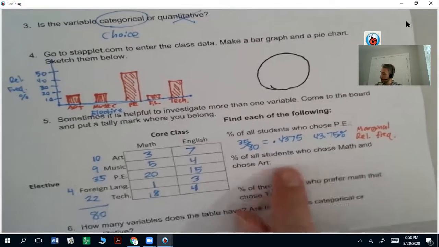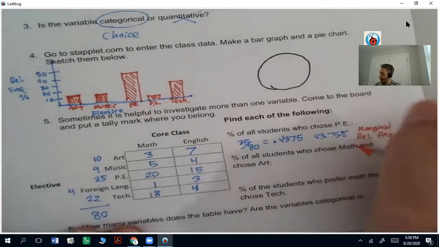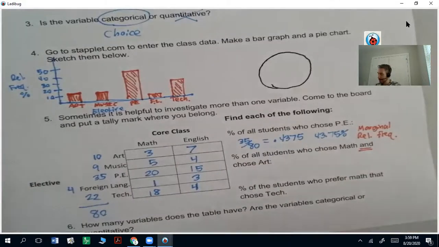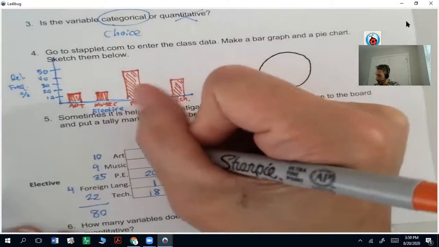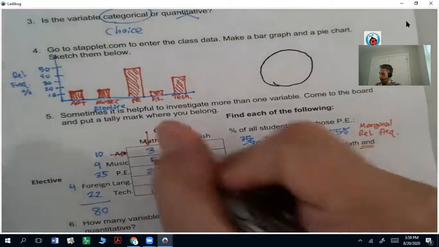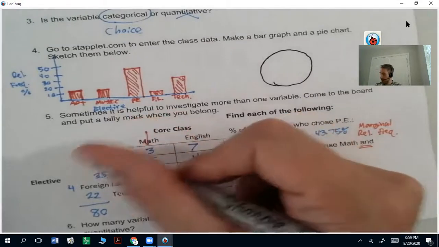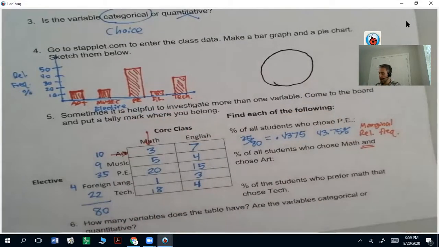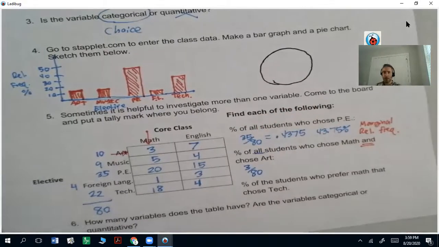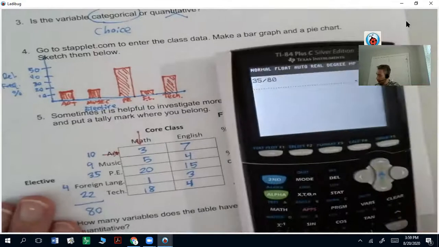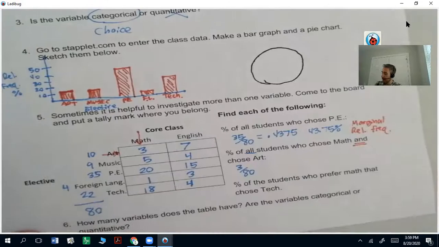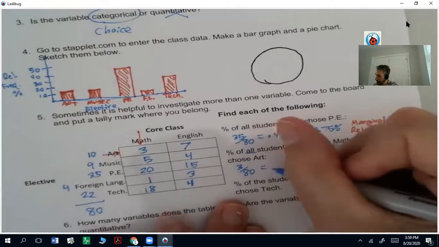Okay, percent of all students who chose math and chose art. The word "and" is important here because that's including the intersection of math and art. So if I look at math and art, there's only 3 people in that little subcategory that chose math and art at the same time. So that would be 3 out of 80 because it says percent of all students. And as you might imagine, that's going to be a pretty small percent. So 0.0375, which is 3.75%.